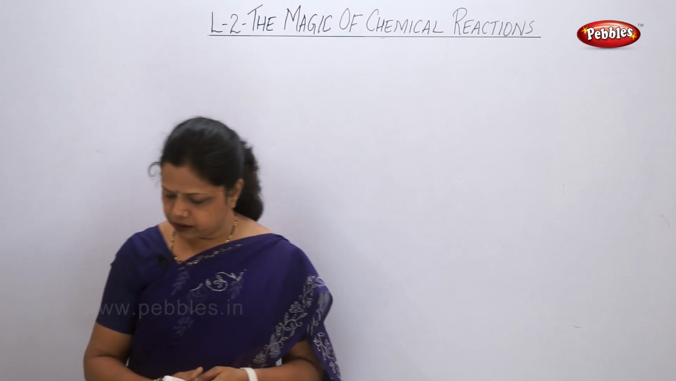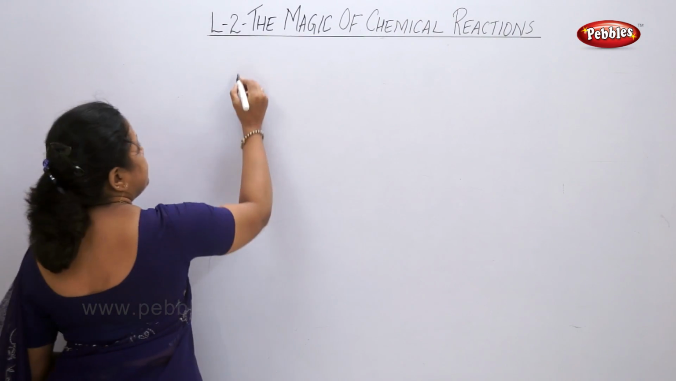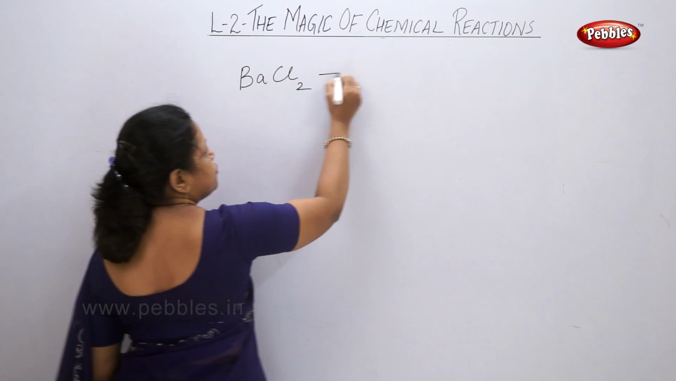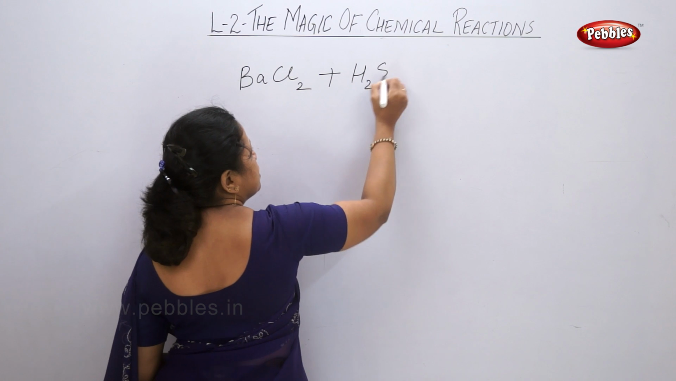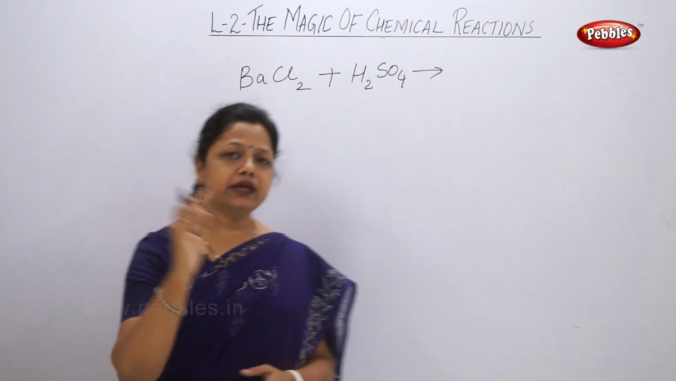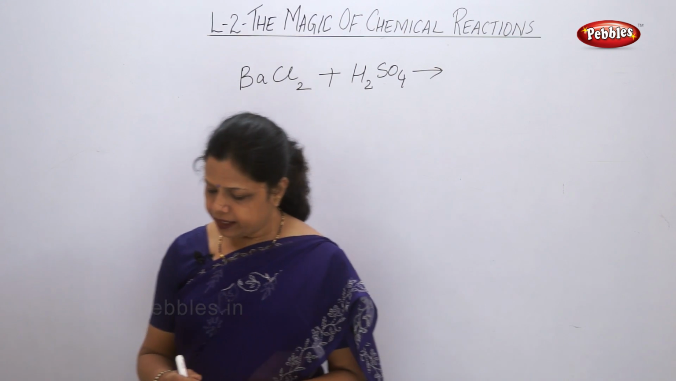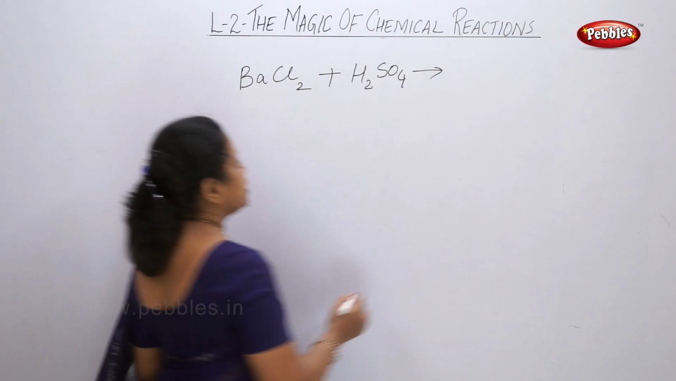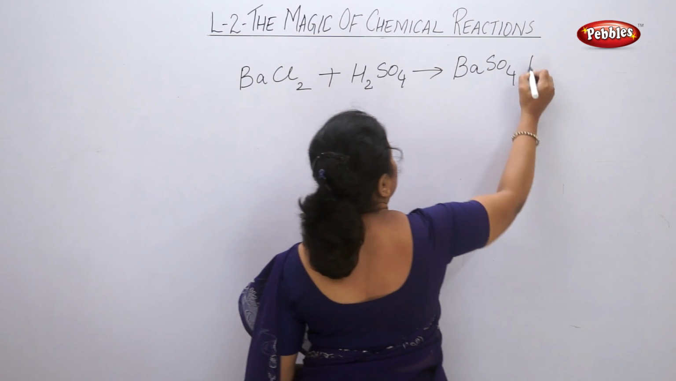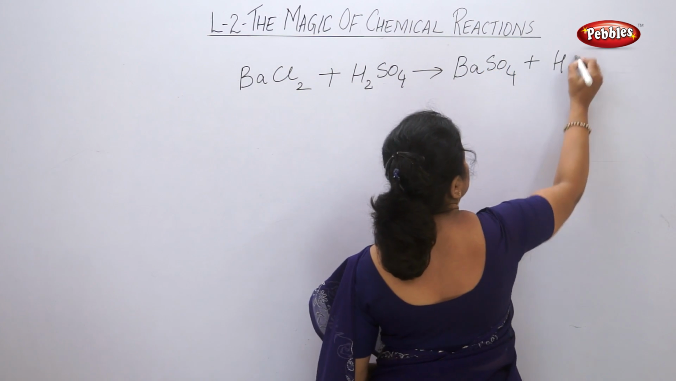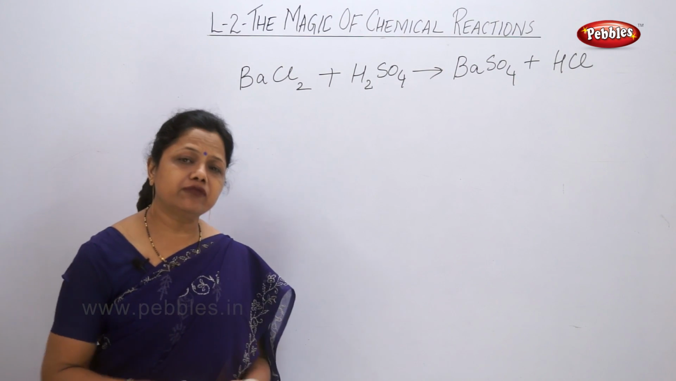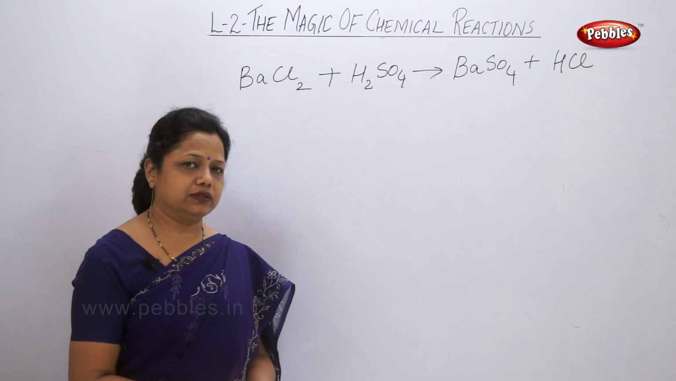So barium chloride reacts with sulfuric acid. Barium chloride formula is BaCl2. Sulfuric acid formula is H2SO4. They have given us in words; we are converting it into a chemical equation. It gives barium sulfate and hydrogen chloride. Barium sulfate formula is BaSO4 plus hydrogen chloride is HCl. This is the reaction which we have converted from word equation to chemical equation.